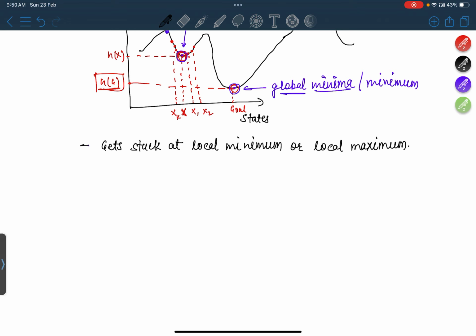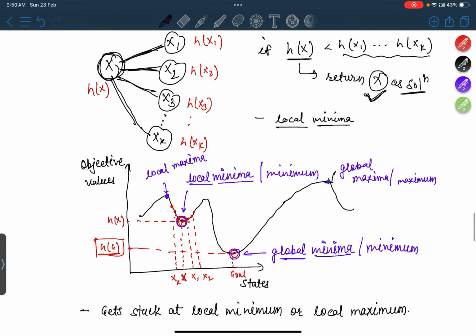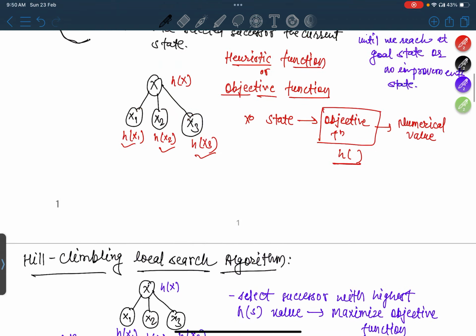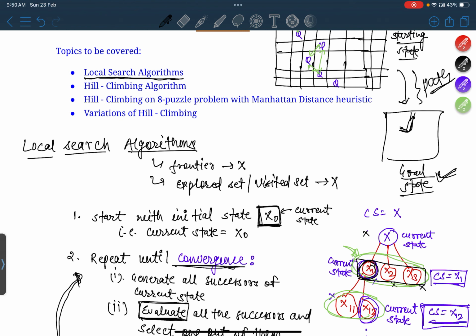Okay, so I wanted to cover this in this lecture only, but since this has been quite a long lecture, we'll cover it in the next lecture: variations of hill climbing, which will improve our chances that the algorithm doesn't get stuck on local minima or local maxima. We'll make some modifications to the algorithm so that the chances of getting stuck become less. Okay, let's stop here and we'll go into the next lecture.